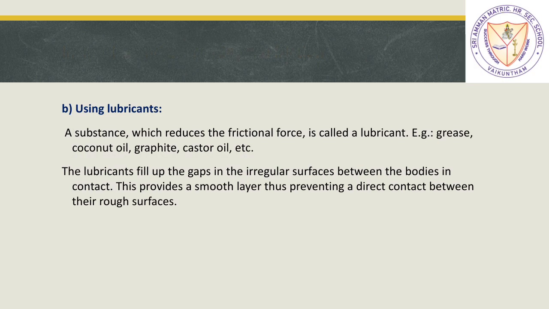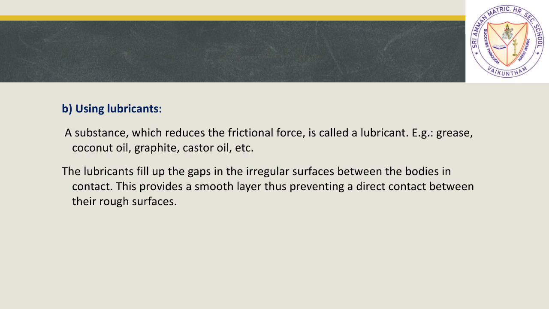The next thing is using lubricants. This is a case where we need to decrease the friction. In some cases, like machineries, we need to decrease the friction so that there is not much damage to the machine. A substance which reduces the frictional force is called a lubricant. For example, grease, coconut oil, graphite, castor oil, etc. The lubricants fill up the gaps in the irregular spaces between the bodies in contact. This provides a smooth layer, thus preventing direct contact between the rough surfaces.